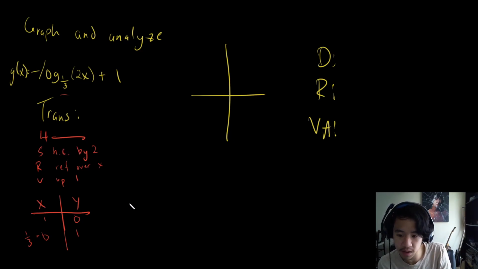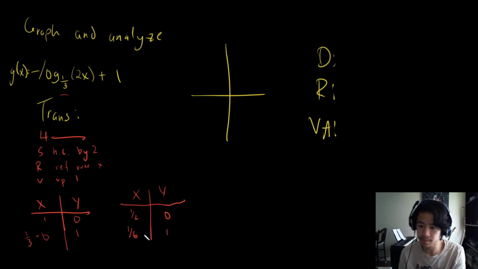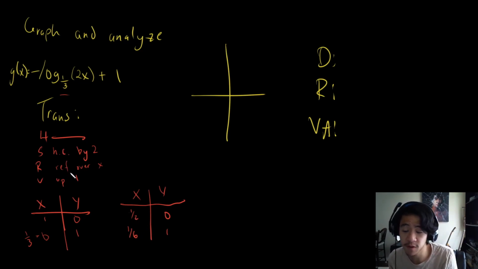So this is going to get a bit spicy, because that means we need to divide all of our x values by 2. So our y's are going to stay the same. We're going to have 0 and 1. 1 divided by 2 is 1/2. 1/3 divided by 2, well, that's going to be 1/6. And then we need to reflect over the x. So let's go ahead and do that.